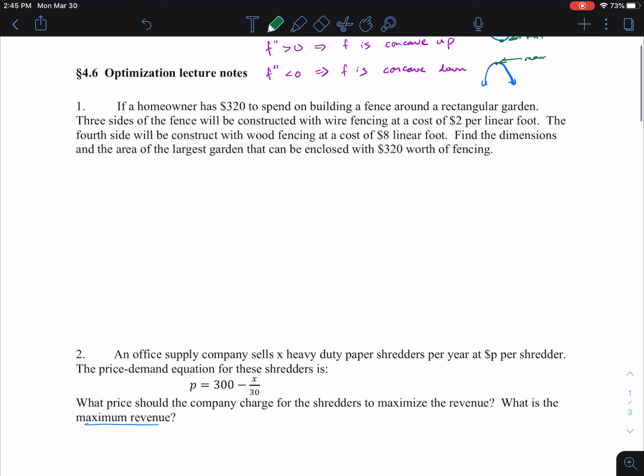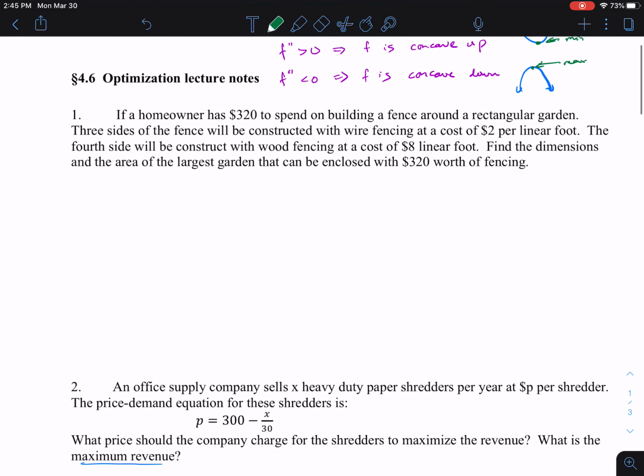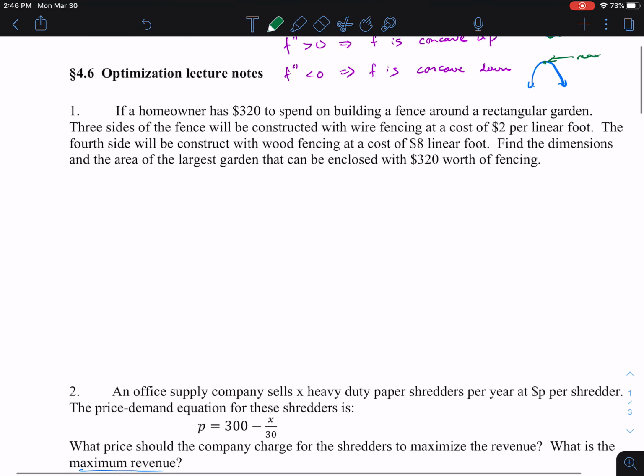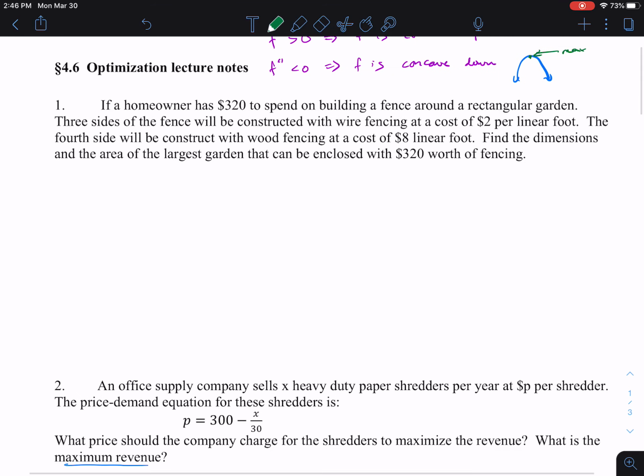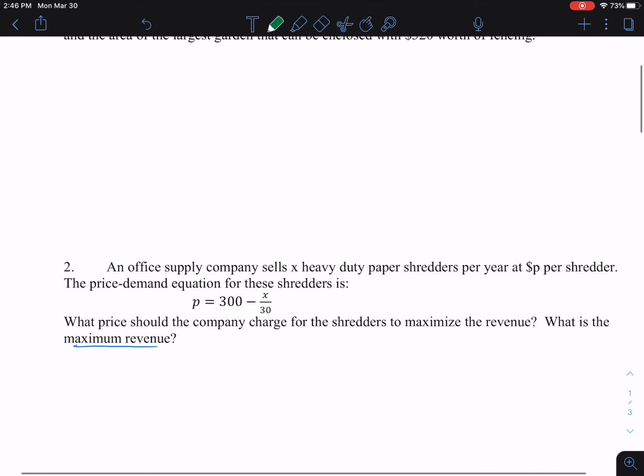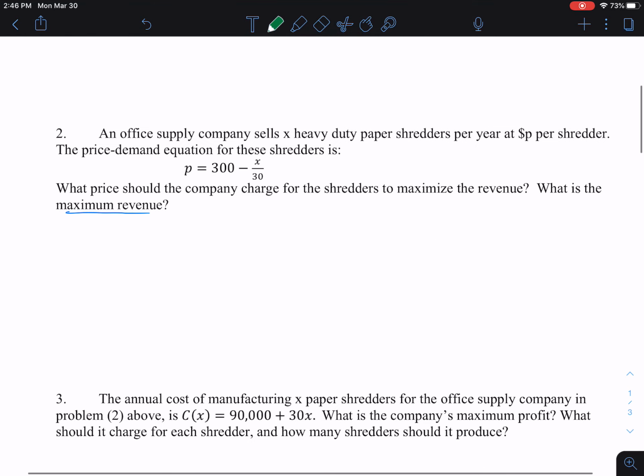I am going to skip example 1 here. This is a typical algebra 2 question that can be solved using just the vertex, but you can also solve it using the second derivative. I'm going to get into an example that is a little more relevant to our class.